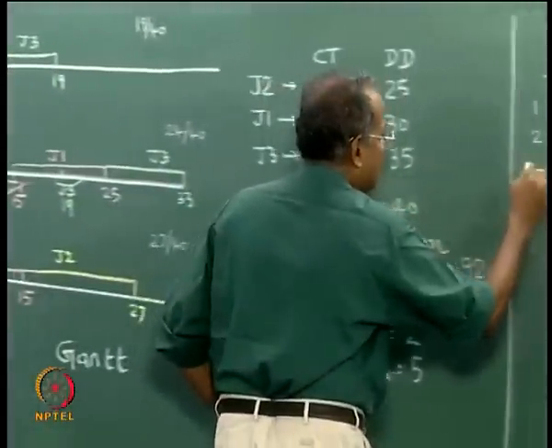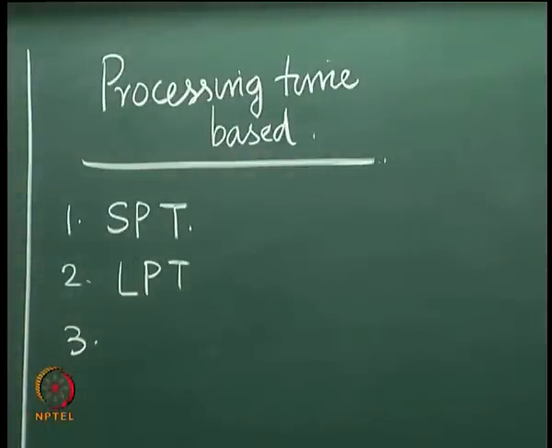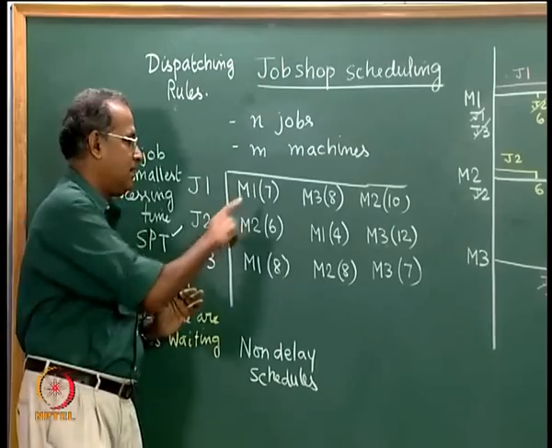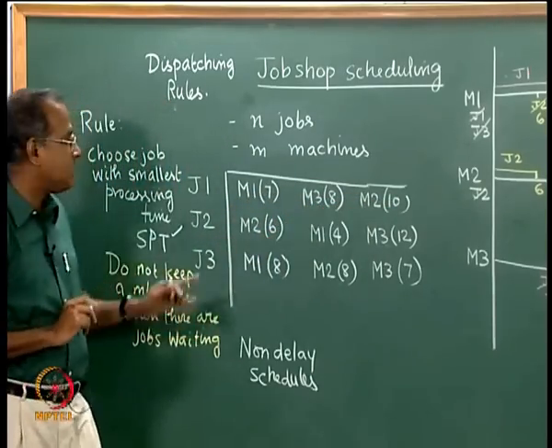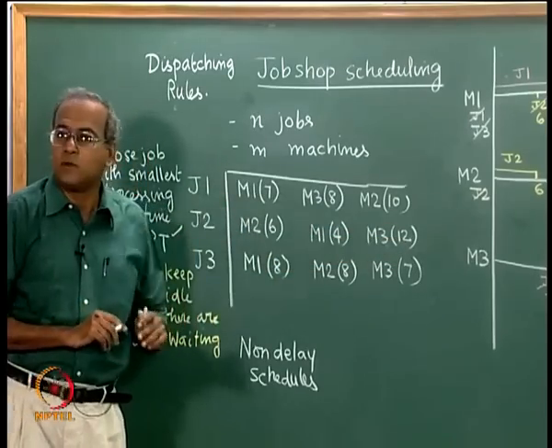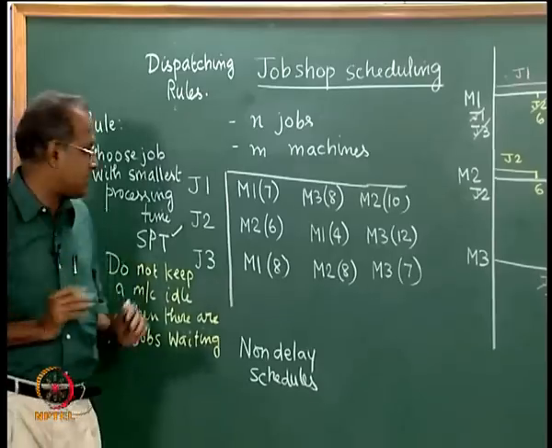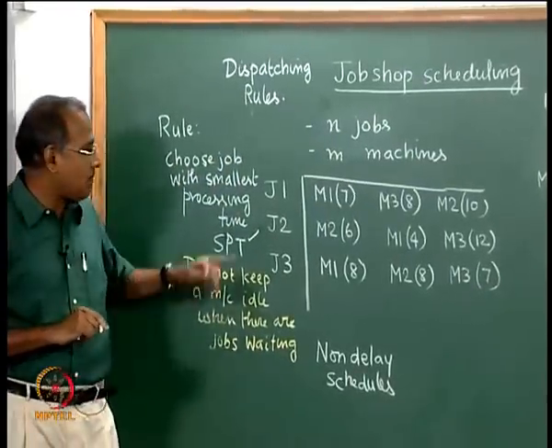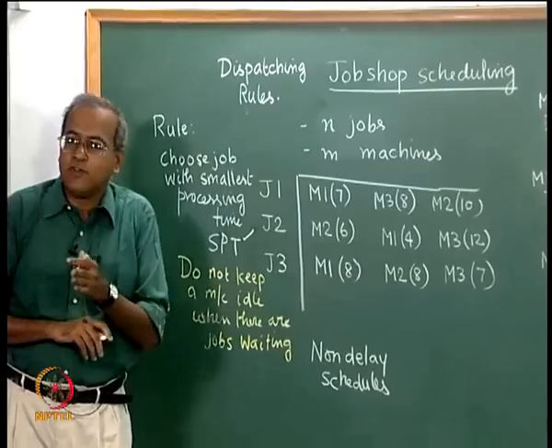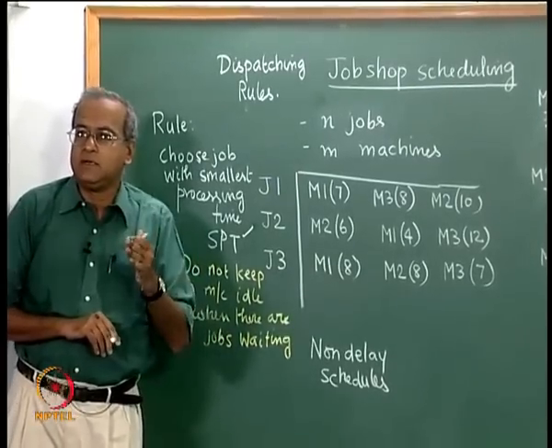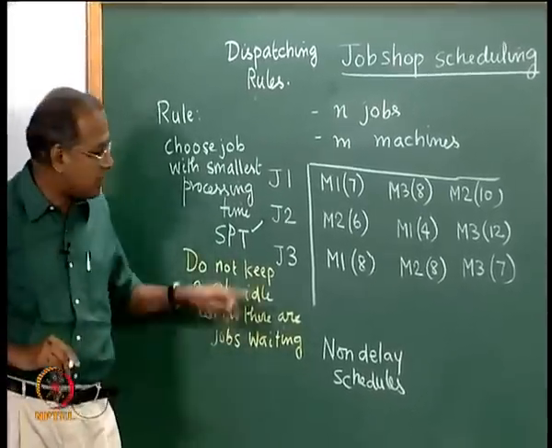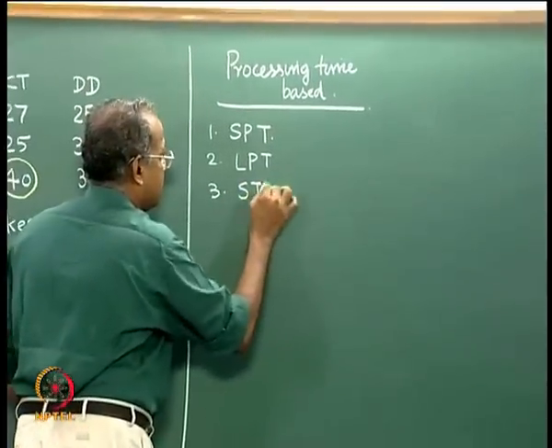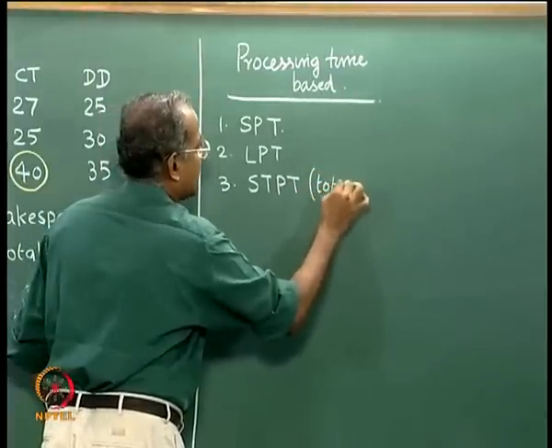Now, we could consider instead of SPT, for example, we have to choose between J1 and J3. Now, let me look at what is the total processing time on J1. 7 plus 8, 15 plus 10, 25, 6 plus 4, 10 plus 12, 22. So, total processing time, I am sorry, 8 plus 8, 16 plus 7, 23, 8 plus 7, 15 plus 10, 25. So, total processing times are 25 and 23. So, if we used what is called STPT, shortest value of total processing time, we could have picked J3 ahead of J1. So, STPT is another rule that we can think of, shortest total processing time.